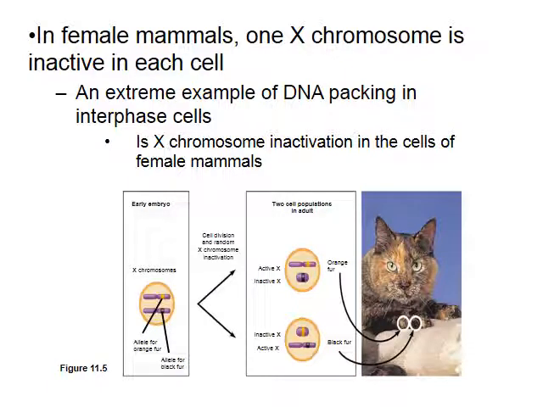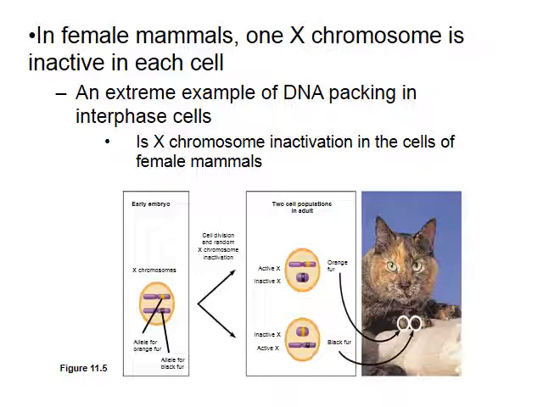Now, what's interesting is in female mammals, one X chromosome is inactive in each cell, and that's actually random, and this is an extreme example of DNA packing, right? This happens as the cat's developing and one X chromosome is turned off. Well, what can happen with female cats, they have 2 X's, obviously.